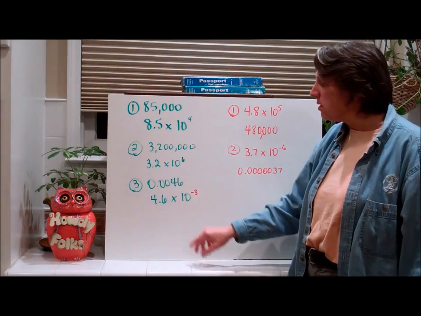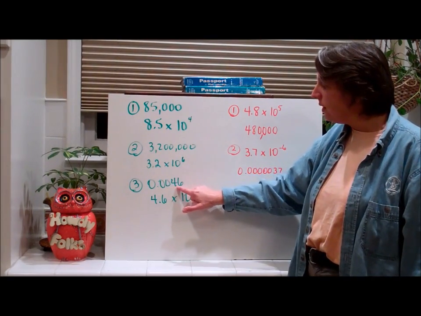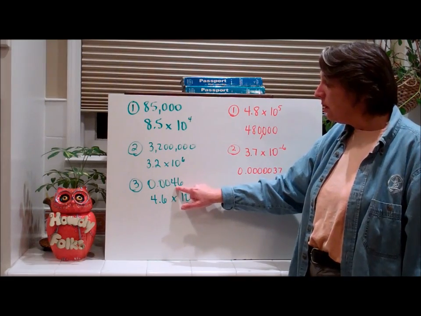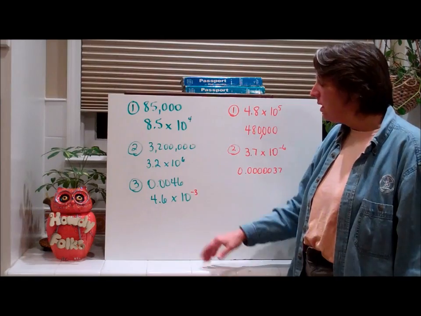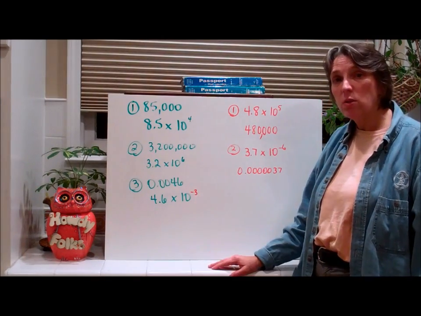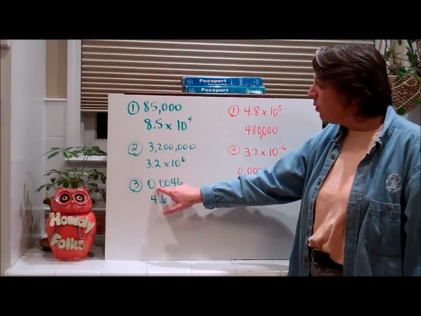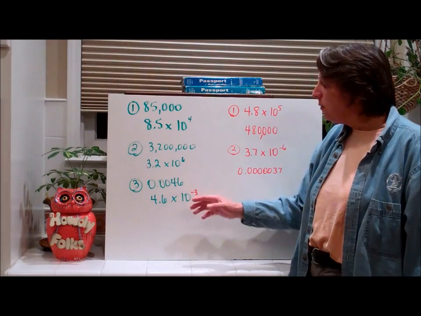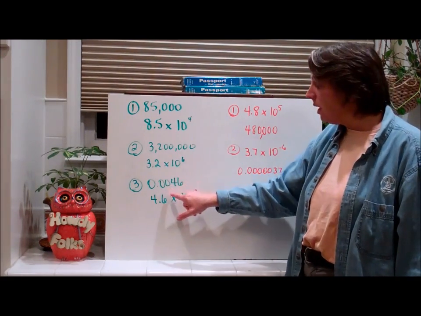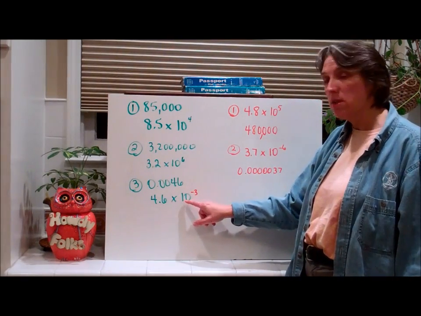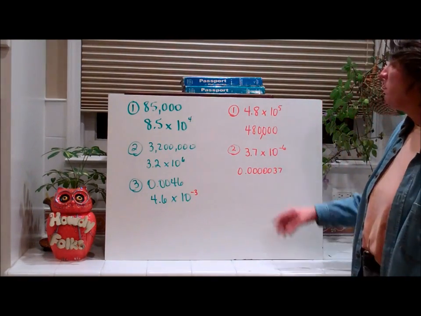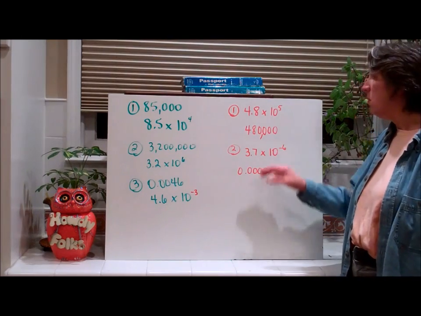Here we have a number less than 1, so again we go until we can get the decimal between a single digit number. So we move it to 4.6, and notice I put a negative because it's a number less than 1. So we're moving 1, 2, 3. To go back to a number less than 1, we have to move the decimal 3 places. So it's 4.6 times 10 to the negative 3. Now these are the standard forms of the number.